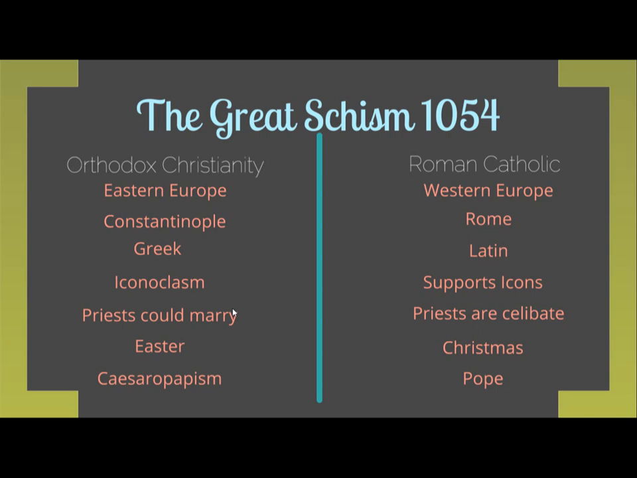The Roman Catholic Church, on the other hand, was primarily in the West. Rome is that holy city. It's the capital. It still is today. Vatican City is located in Rome. All of their masses, their scriptures, and things like that were in Latin. They do support icons because they see it more as a tool to remember, to educate people about the past, about Jesus, about Mary, rather than worshiping those images. Priests are required to be celibate, which means they can never get married, they can never have children. They take vows of poverty, obedience, and celibacy. Most of them. Some of them don't take that vow of poverty. Christmas is a holy day, and the Pope is the head of the Roman Catholic Church.